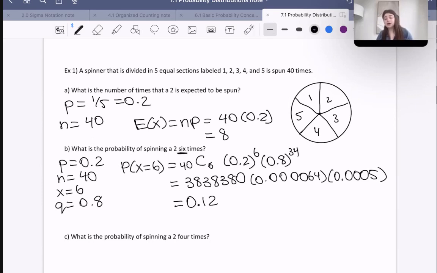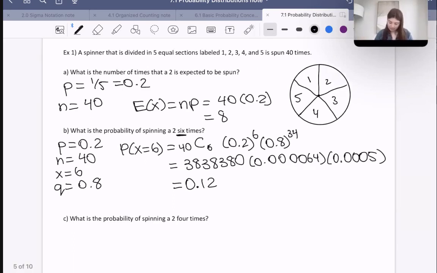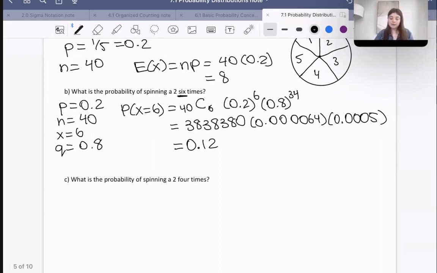So probably not going to happen. However, it's not so far from that expected value that it can't happen, or is super, super unlikely to happen. If we do this experiment enough times, eventually that 12% chance thing will hit, and we will end up spinning 2 exactly 6 times in a 40 trial experiment. Good. The next one says, what is the probability of spinning 2 4 times?